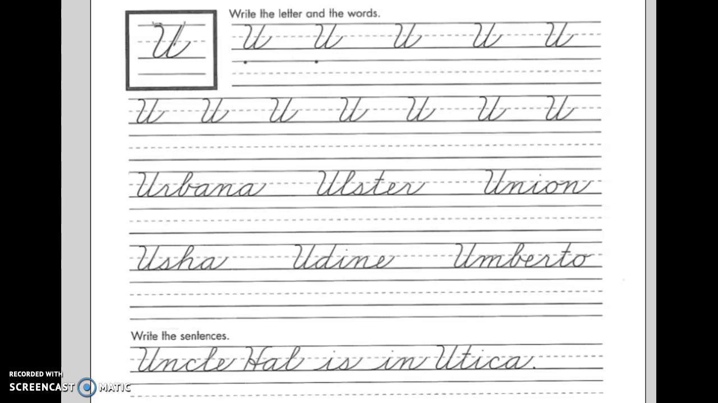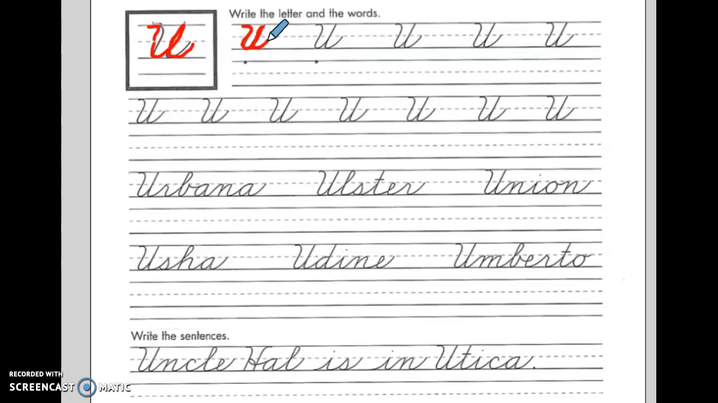Hi, third graders. Today we're going to be learning the letter U, the uppercase U in cursive handwriting. This letter has 2 steps. Start at the top line, go all the way to the bottom, go back up to that top line, keep your pencil down, and this is your second step. So watch again. This is 1 and 2.